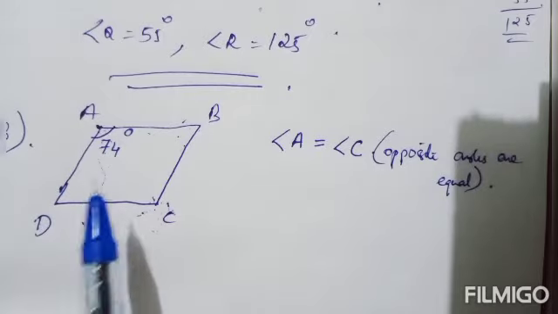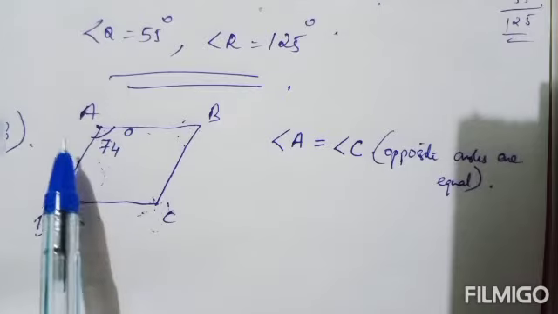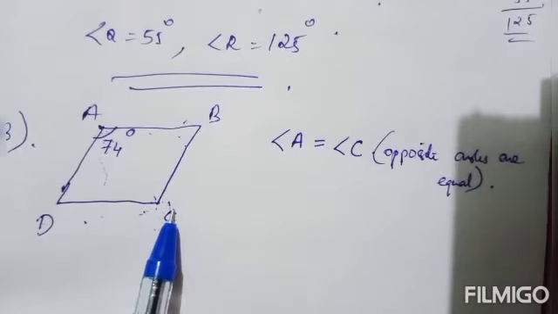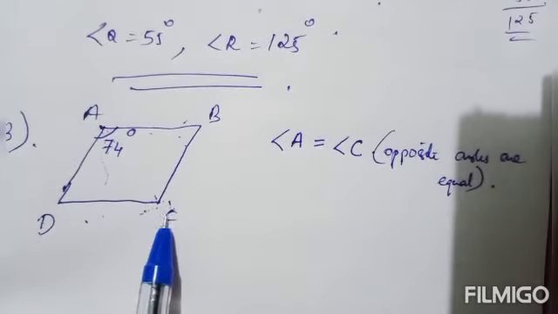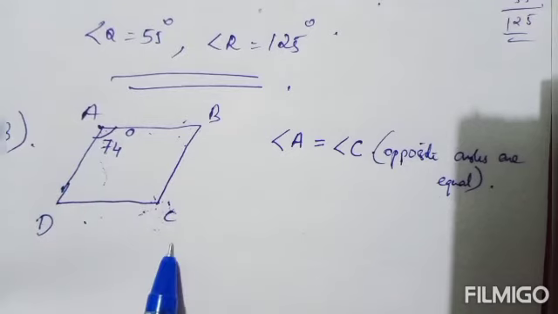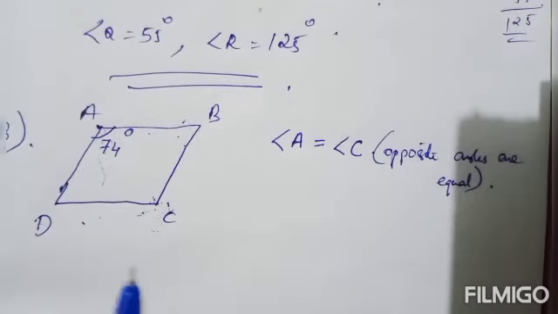Now angle A and angle C are opposite angles, so they will be equal. We know that opposite angles of a parallelogram are equal.